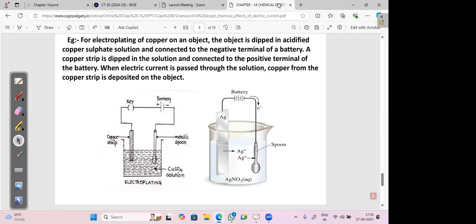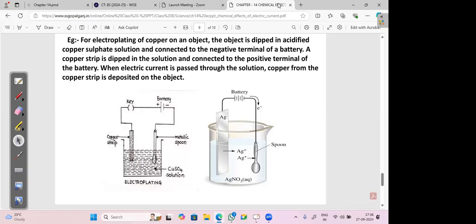One of them is electroplating of copper. This one is electroplating of copper. This one is electroplating of silver. So you are giving a thin layer of silver on this spoon, and in this case, you are taking a thin layer of copper on a metallic spoon.